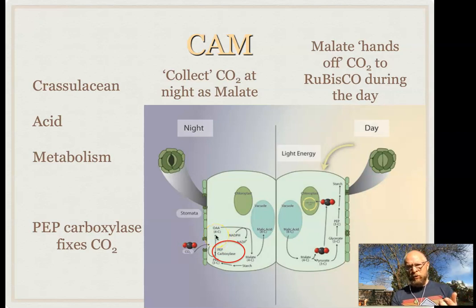And if you remember, in C4 photosynthesis, PEP carboxylase reacts with CO2 and then transfers it into the bundle sheath cells to give it to Rubisco. In this case, everything happens in the same place, it's just separated again by time.